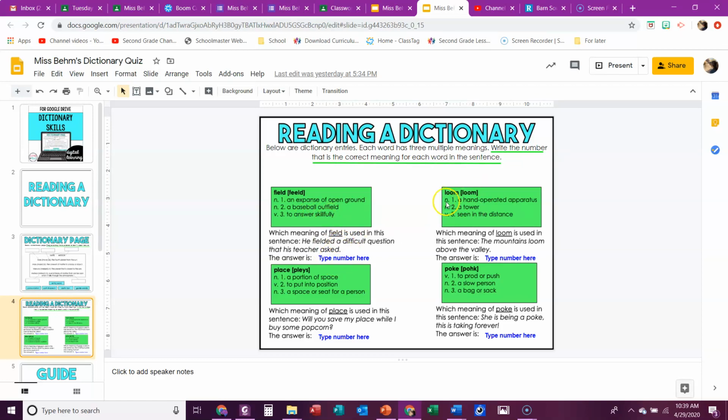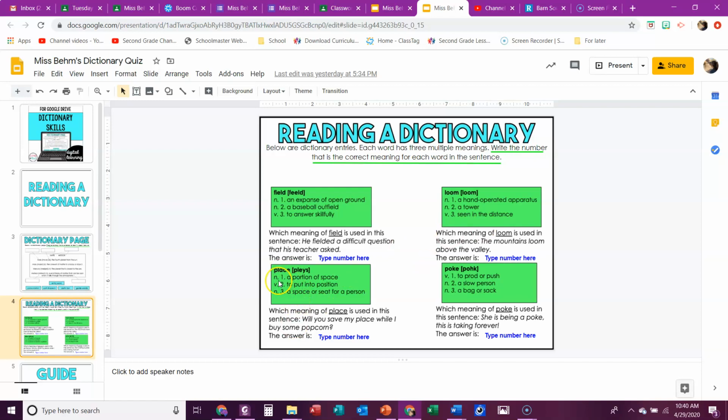The next one is loom: a hand-operated apparatus, so something that you use to weave. A tower, or seen in the distance. Which meaning of loom is used in this sentence? The mountains loom above the valley. So which one would make sense? Number 1, a hand-operated apparatus or tool that you use to weave. Number 2, a tower, or number 3, seen in the distance.